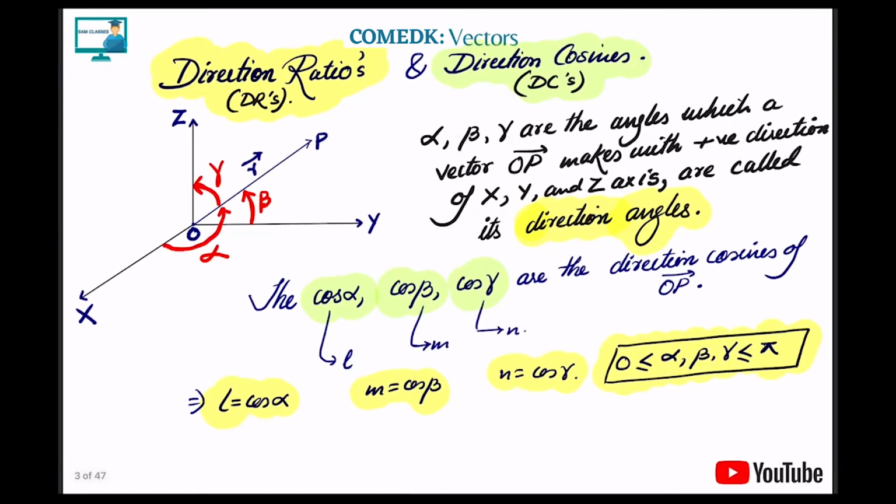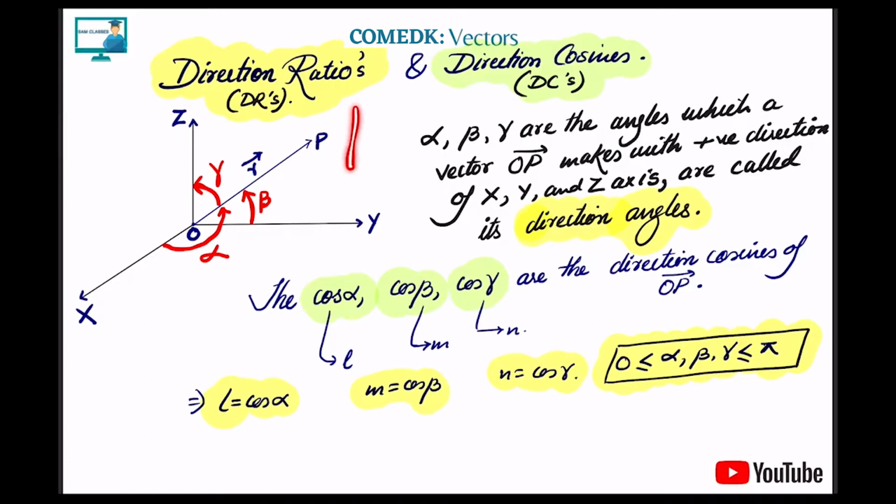Now coming to the main concept, direction ratio and direction cosines. What is basically a direction ratio? And what is basically a direction cosine? The concepts are very, very simple. Don't complicate it. Let me draw it and explain it to you.